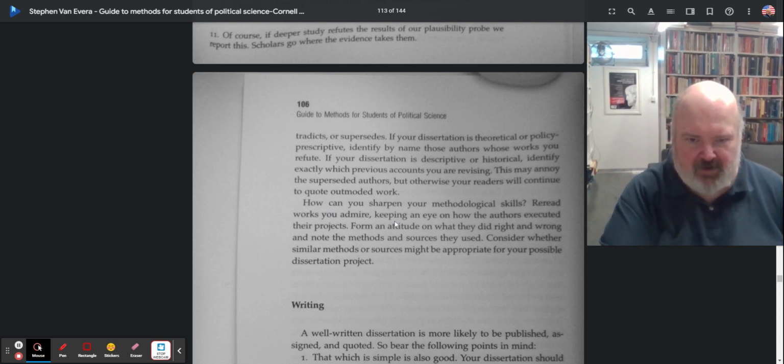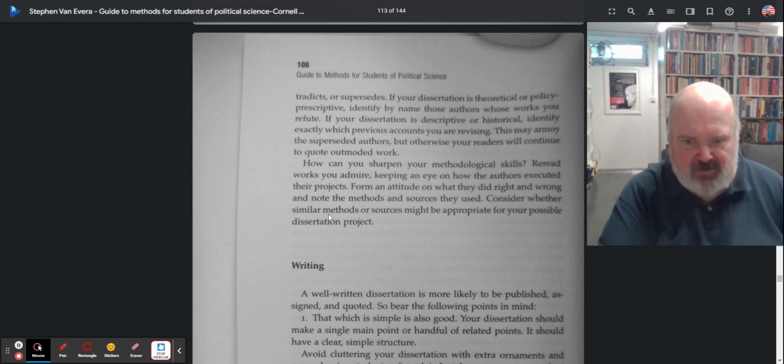How can you sharpen your methodological skills? Reread works you admire. Keep an eye on how the author executed their projects. Form an attitude on what they did right and wrong, and note the methods and sources they use. Consider whether similar methods or sources might be appropriate to your possible dissertation project or research project.